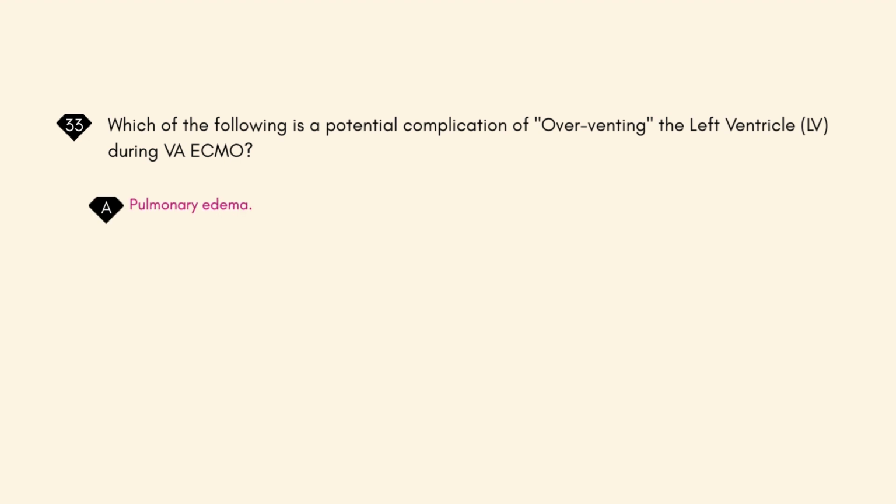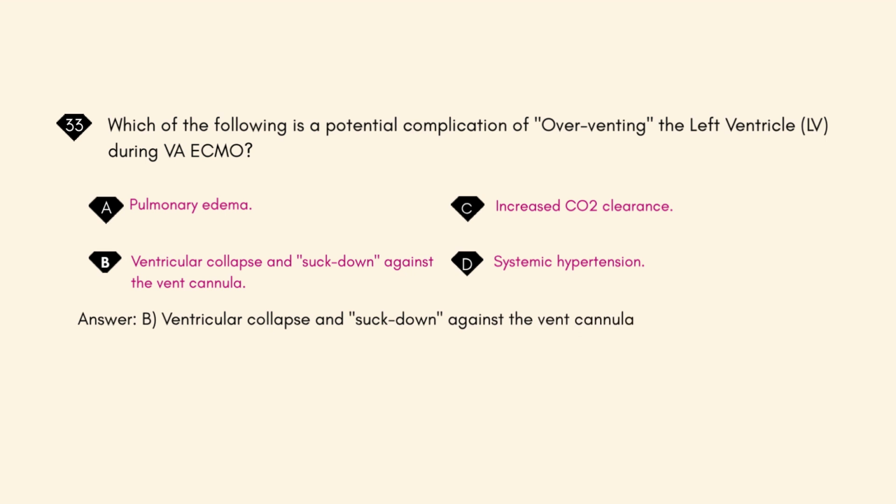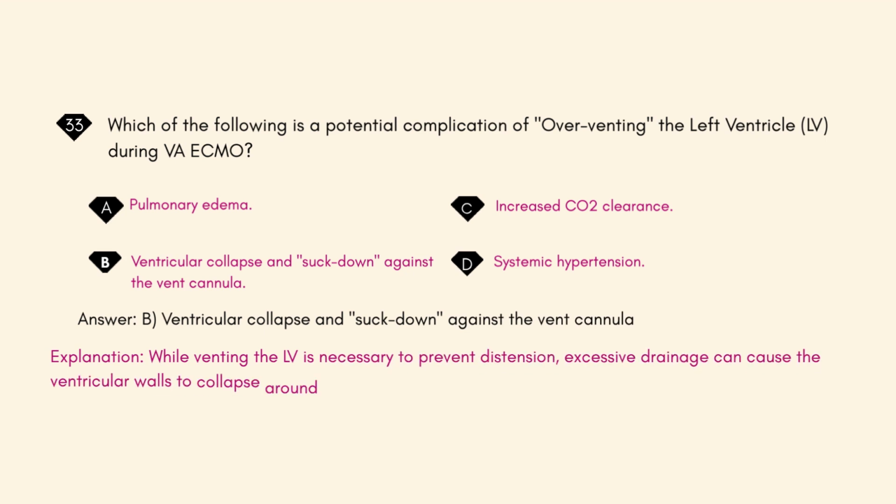Which of the following is a potential complication of overventing the left ventricle, LV, during VA-ECMO? A. Pulmonary edema. B. Ventricular collapse and suck down against the vent cannula. C. Increased CO2 clearance. D. Systemic hypertension. Answer: B. Ventricular collapse and suck down against the vent cannula. Explanation: while venting the LV is necessary to prevent distension, excessive drainage can cause the ventricular walls to collapse around the cannula, leading to arrhythmias and poor flow.